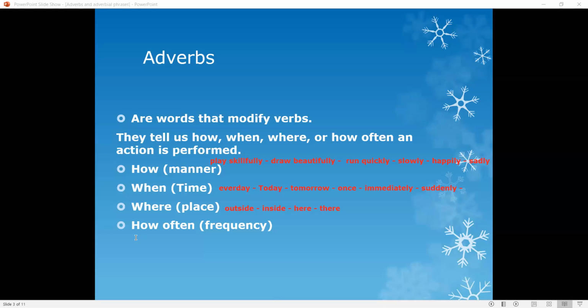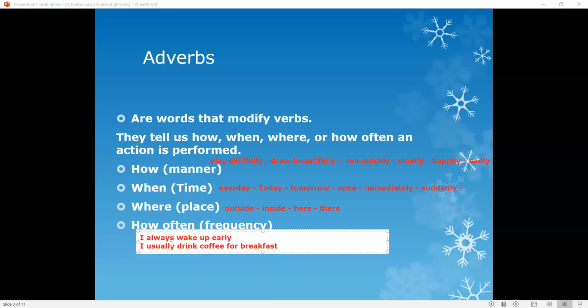Okay, they tell us how often or how frequent this action is performed. Like, I always wake up early. Always tells us how often. I usually drink coffee for breakfast. Usually ends with ly, by the way, and it tells you how often you drink coffee for breakfast. You can ask a question with how often, and if the answer is one of these words, then any word that you're going to be using is an adverb of frequency.